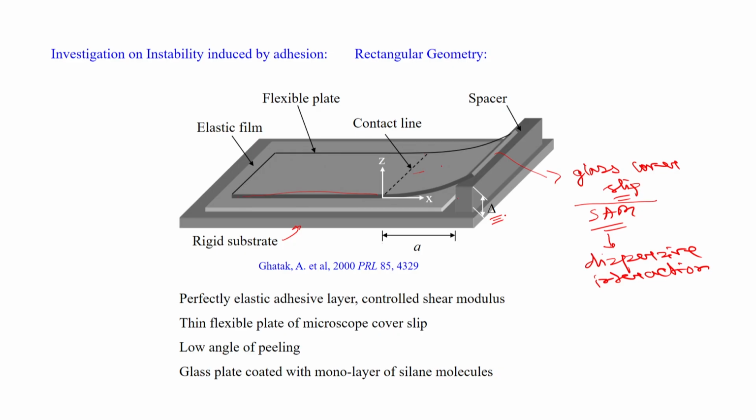and the spacer height is delta. This is a perfectly elastic incompressible film, with a shear modulus that we can vary. For the cover plate we also vary the flexural rigidity, as we call it. What is that particular term? I will come to it in the next lecture or so, or in this lecture later on.